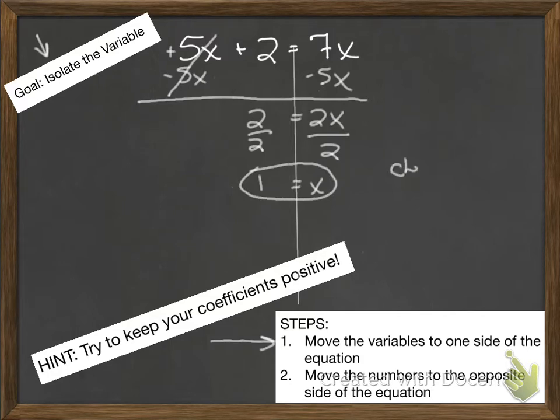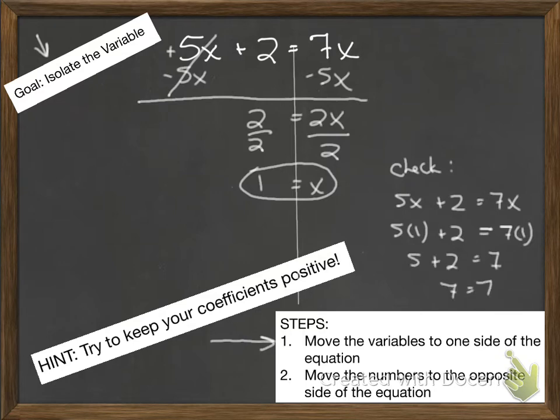And remember, just like all of the problems in the past, we can always check our work. So we have 5x plus 2 equals 7x. So 5 times 1 plus 2 is equal to 7 times 1. Right, so we have 5 plus 2 equals 7, or 7 equals 7. So our math checks out, and 1 is the correct answer.